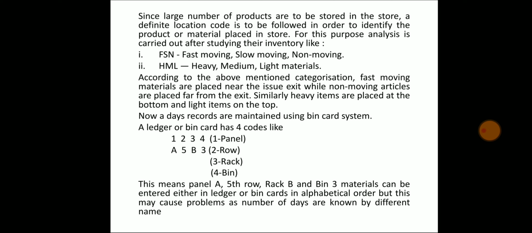A ledger or a bin card has four codes, like 1, 2, 3, 4: panel, row, rack, bin. For example, A5, B3 means panel A, 5th row, rack B, and bin 3. Materials can be entered either in ledger or bin cards in alphabetical order, but this may cause problems as a number of drugs are known by different names.